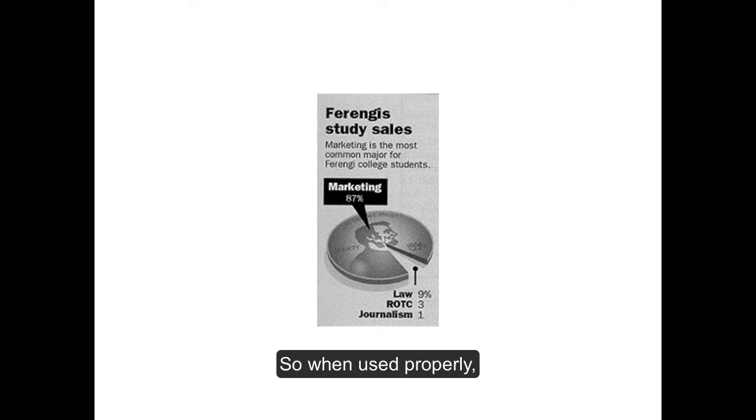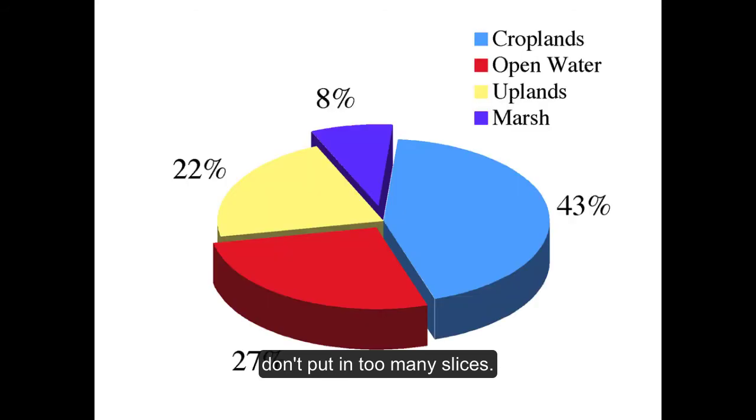So when used properly, it can be very valuable and a great tool, but used incorrectly, it can not do what it's supposed to do. It comes into some of that ethics of design. Uncluttered or cluttered. So we have to make sure that we don't put in too many slices. And we might want to combine categories to make something called other.